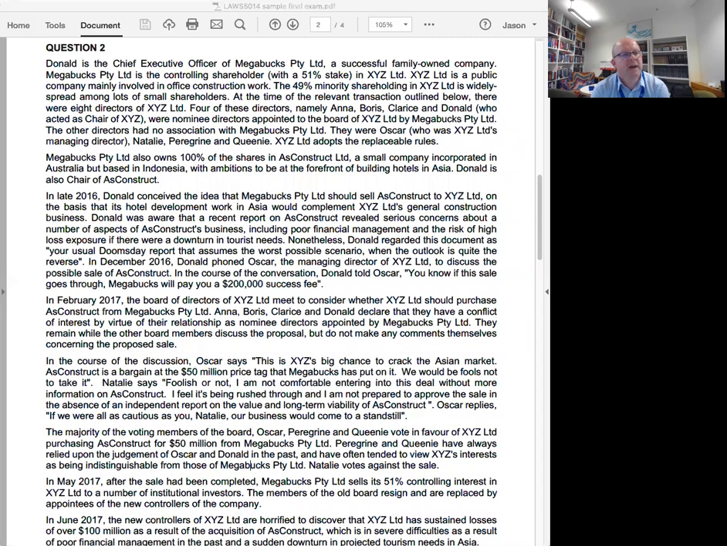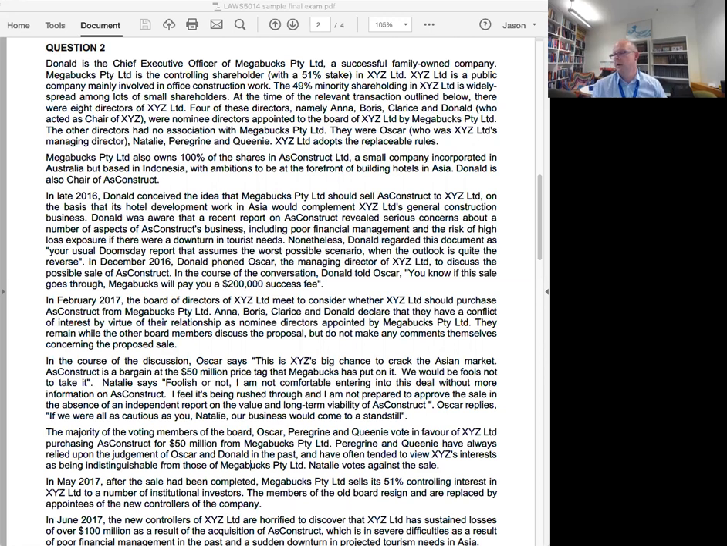Given that there's other equity holders, you're not going to be able to use anything like Smith, Stone and Knight. That's not going to work for piercing the corporate veil. What else do we know? So it's a public company, 49% shareholding in XYZ is widely spread among lots of small shareholders. There were 8 directors of XYZ. 4 of those were nominees of Megabucks. All right, now we know that directors have an obligation to act in the interests of their company, even if they're nominated by someone else.